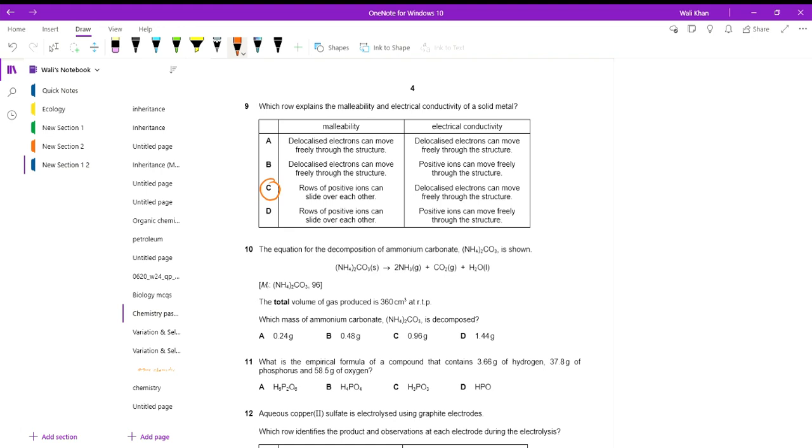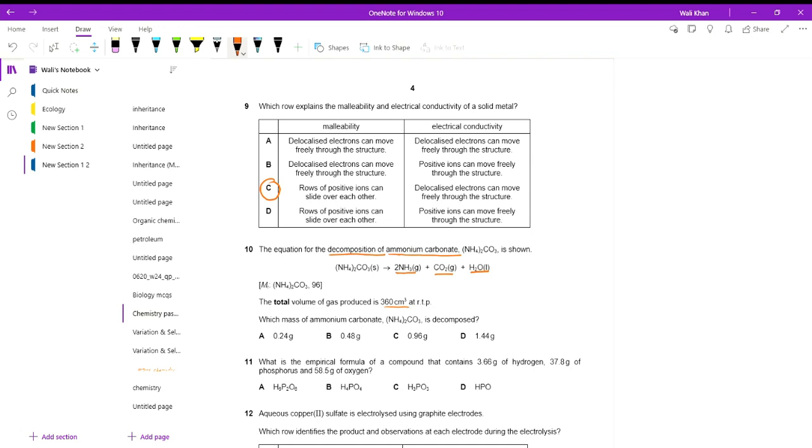Okay. The equation for the decomposition of ammonium carbonate is shown. Ammonium carbonate decomposes into ammonia, carbon dioxide, and water. Water is in liquid form, and ammonia and carbon dioxide are in the gaseous state. The total volume of gas produced is 360 cm³ at RTP. Which mass of ammonium carbonate is decomposed?